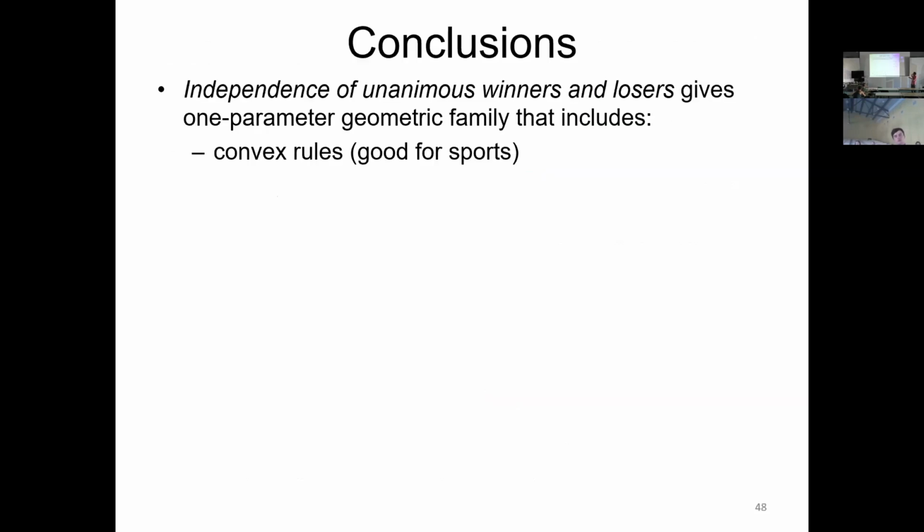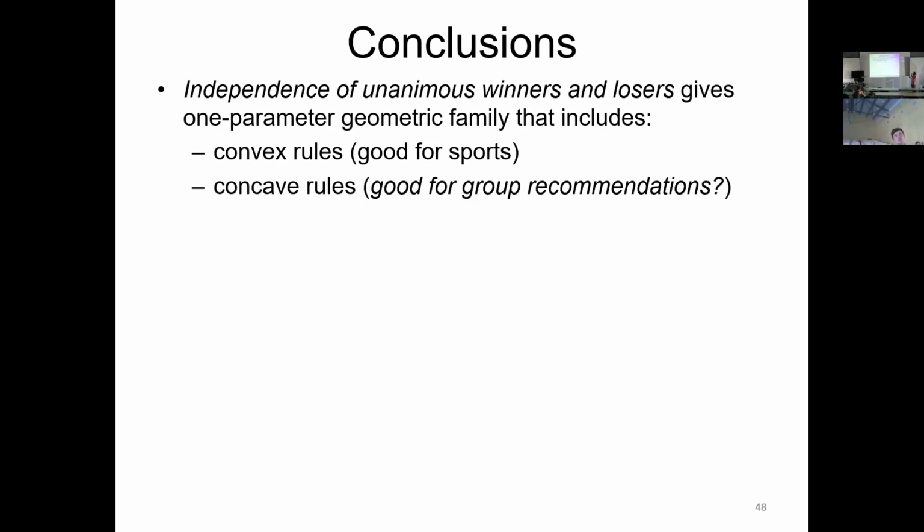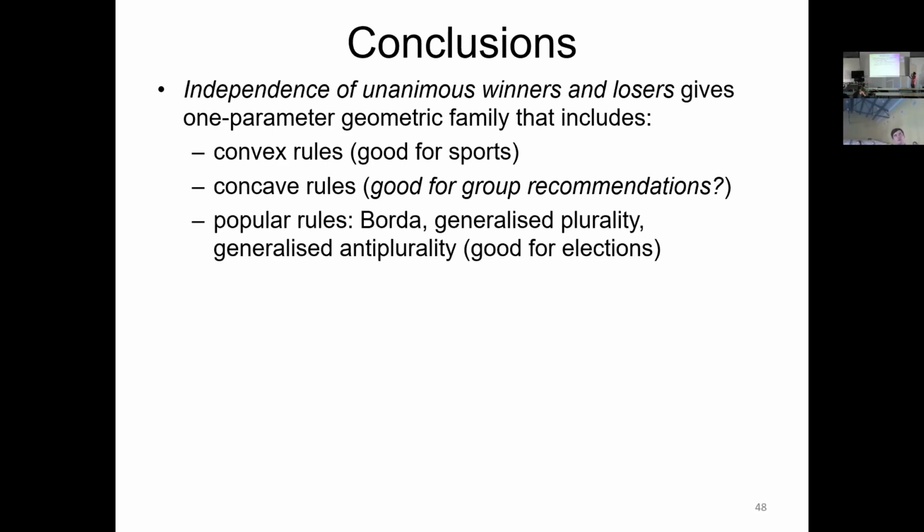So we can conclude that we introduced a new notion of independence, a very weak notion, a very strong relaxation of Arrow's independence of irrelevant alternatives, and showed that it leads to a one-parameter geometric family that includes convex rules that are good for sports competitions. Now we study concave rules that maybe will be good for group recommendations, we don't know. This class also includes the three most popular rules: Borda, plurality, and anti-plurality.